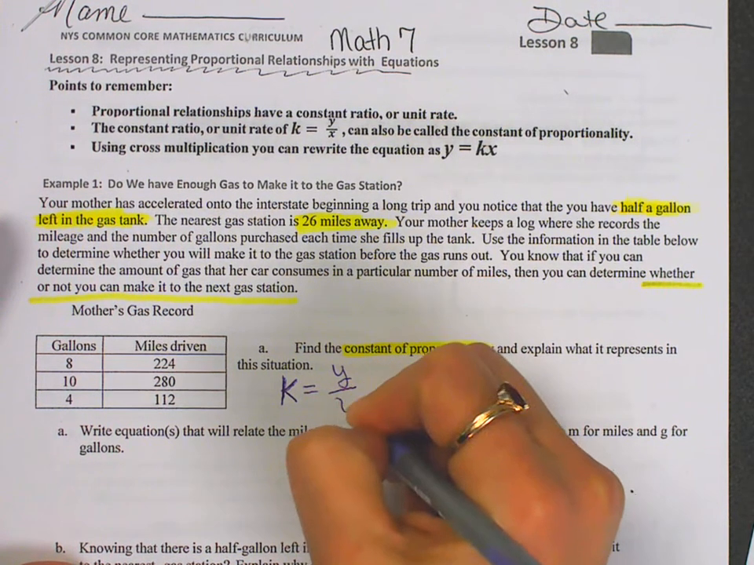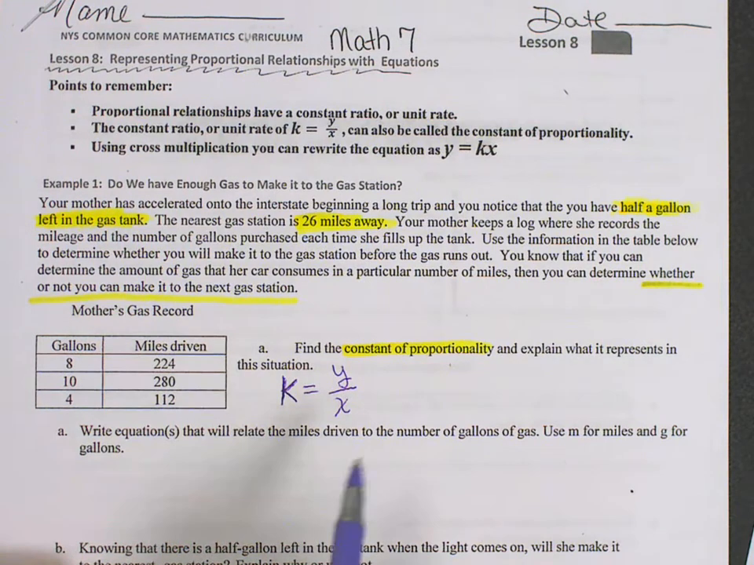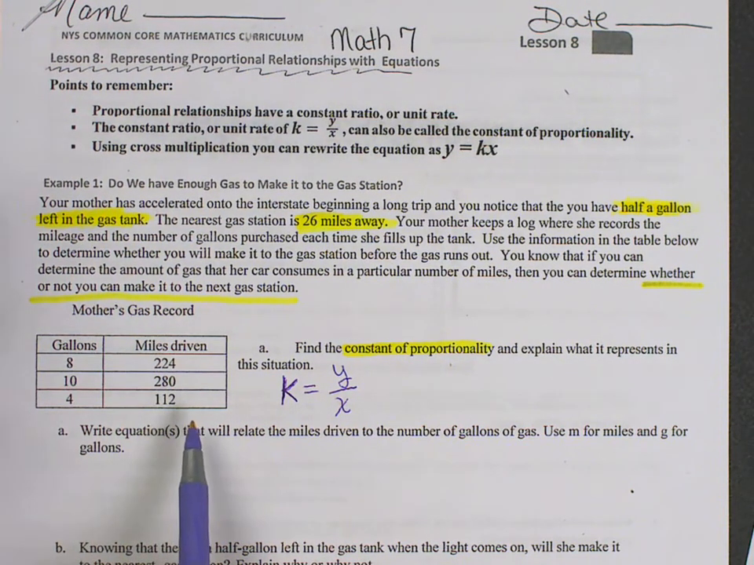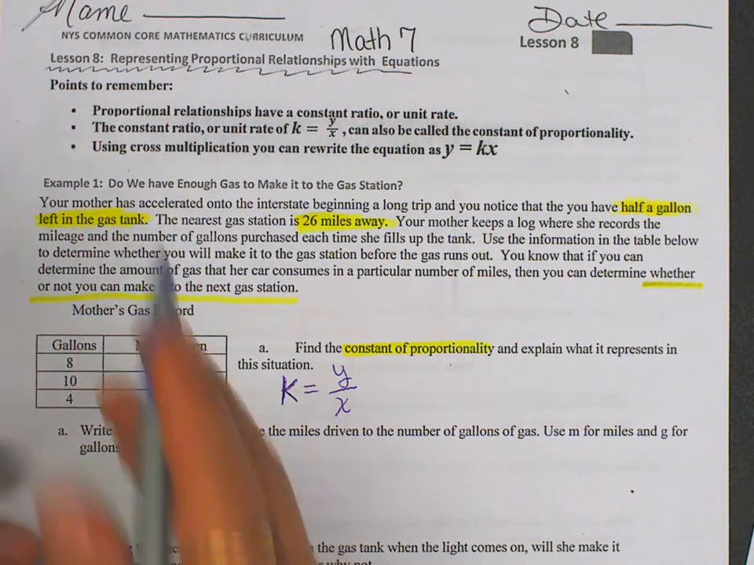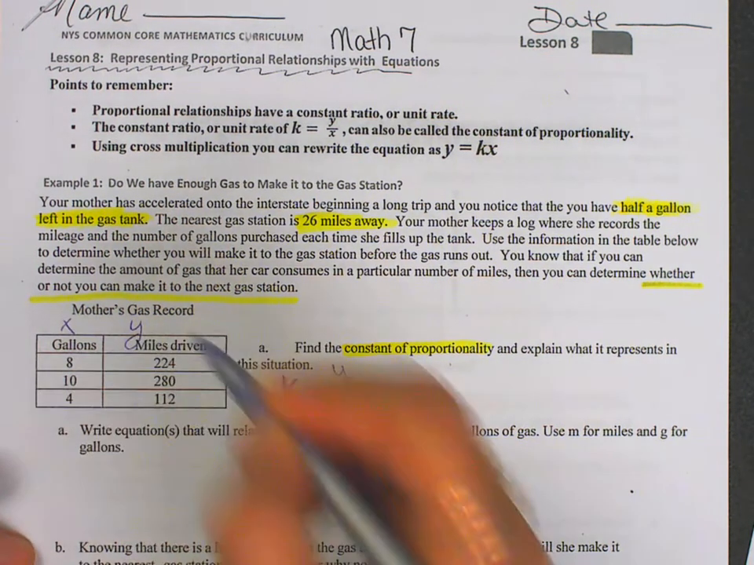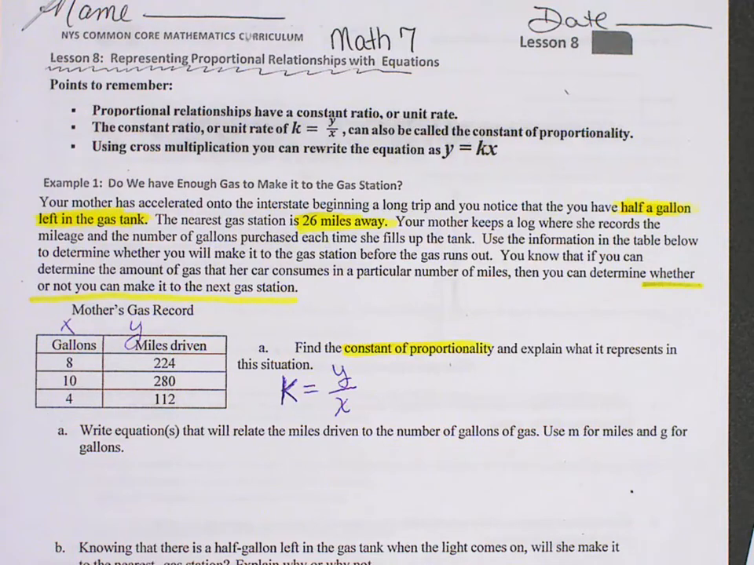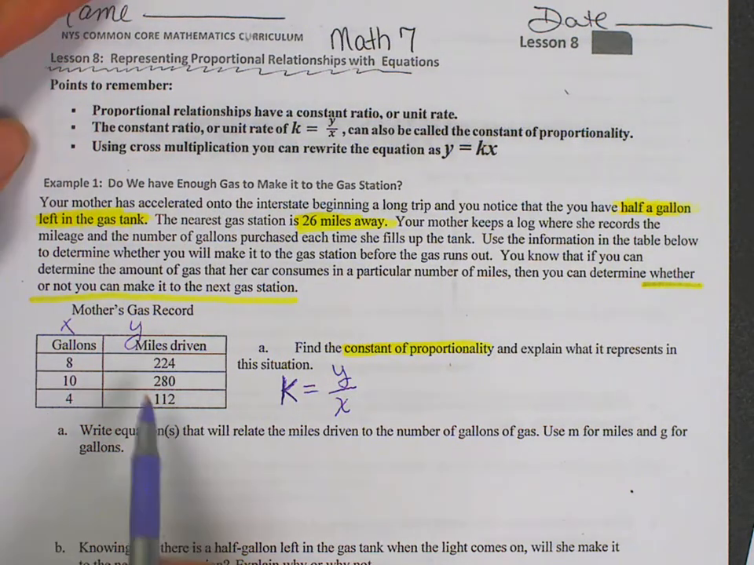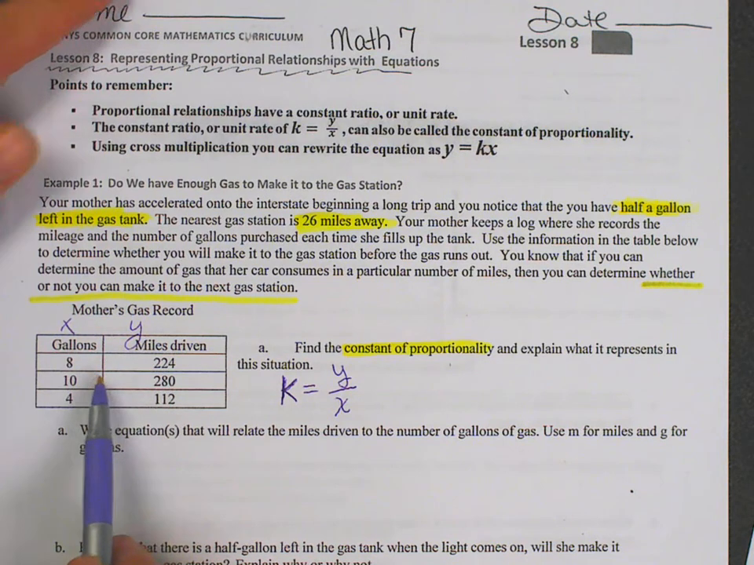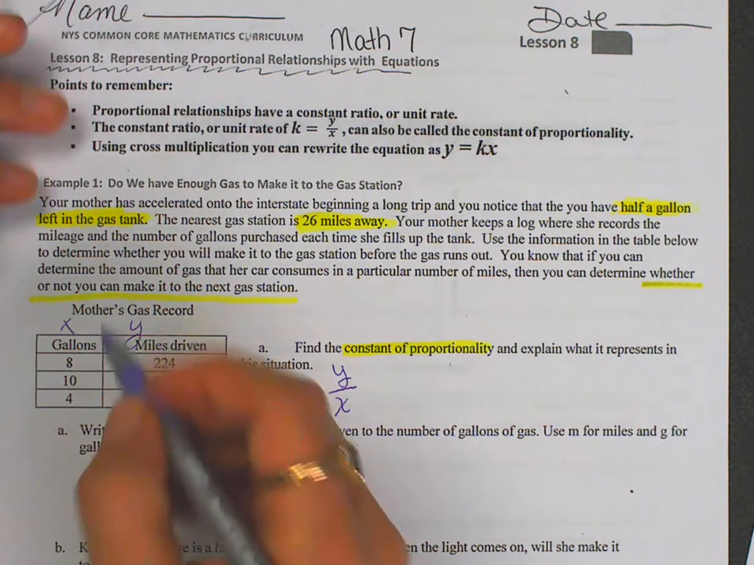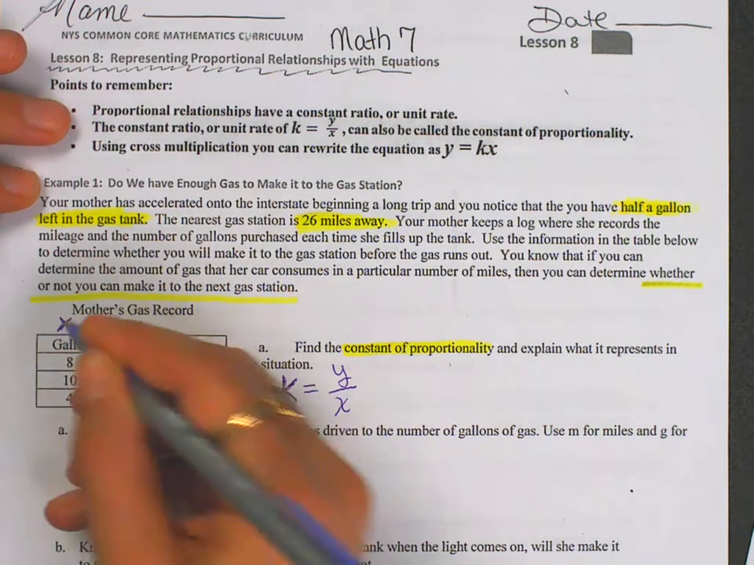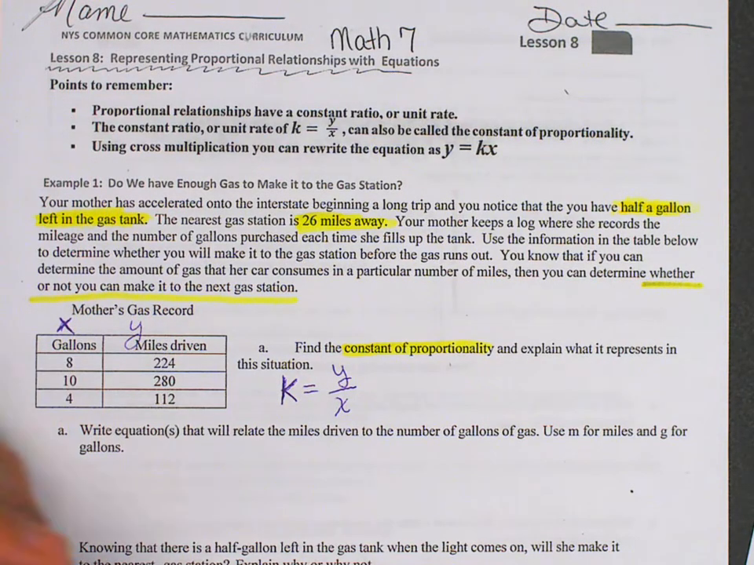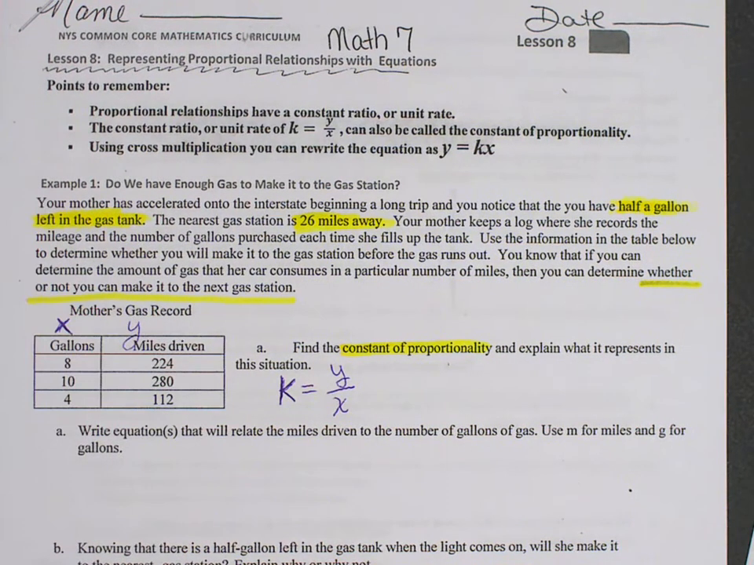Y over X equals K. I need to know which one is Y and which one is X. You can assume, if you are going to guess, the X is the first thing in the table and the Y is the second. Let's see if that makes sense. Do the miles I drive depend on how much gas I have? Yes, it does. The other way I like to think about it is which one came first. You must first fill up your gas tank before you can drive anywhere. So X will come first.